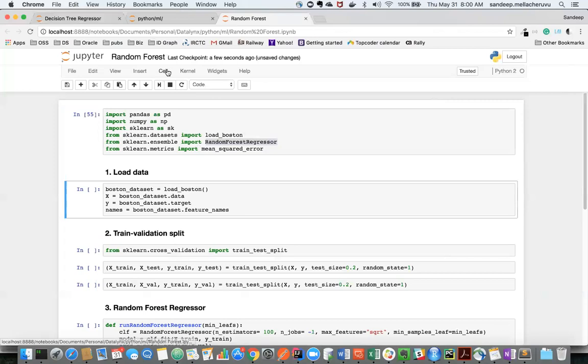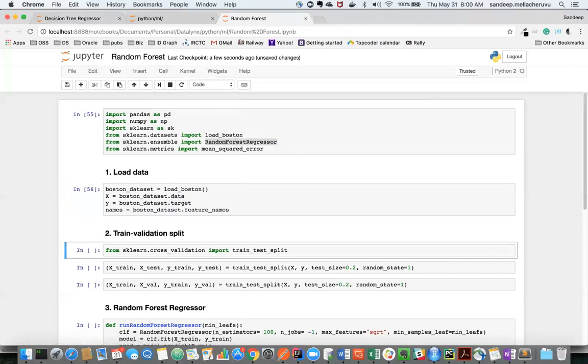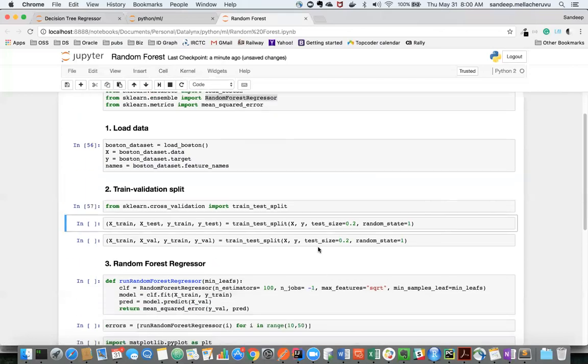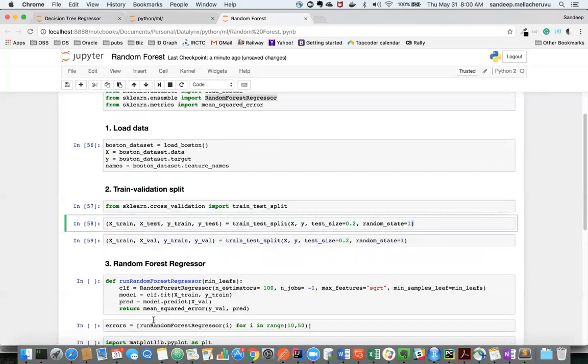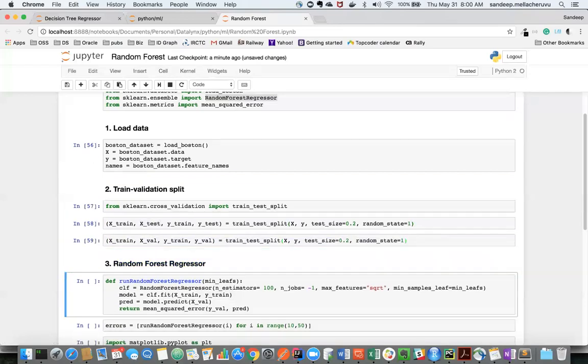So I'm loading the Boston data set and getting the X and Y variables and also the feature names. The same thing, we already did all these things. Now I'm going to split the data into train, test and validation data sets. First I separate the train and test data sets, and from the train data set I separate train and validation. If I do it twice, I get train, validation and test data sets.